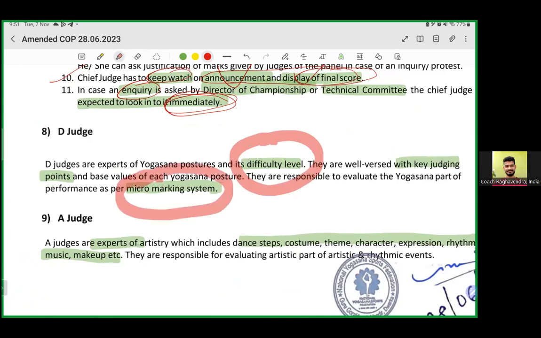That's it. If he is part of the judge panel in an artistic event, he is not going to intervene with the artistic judge marks. Artistic judge marks will be different from the difficulty judge's. So we have to understand this.